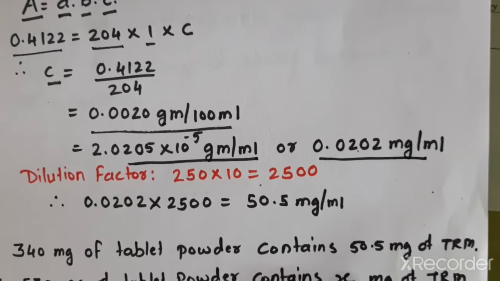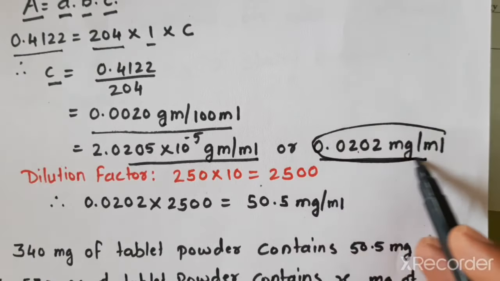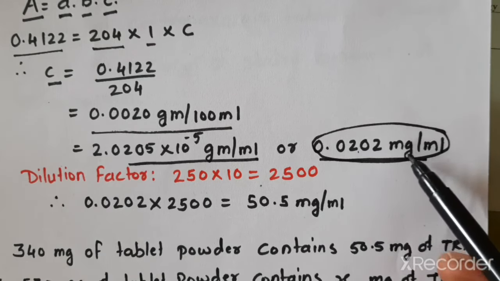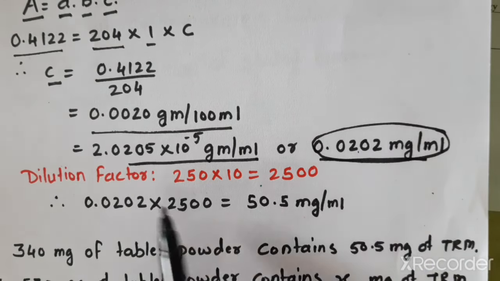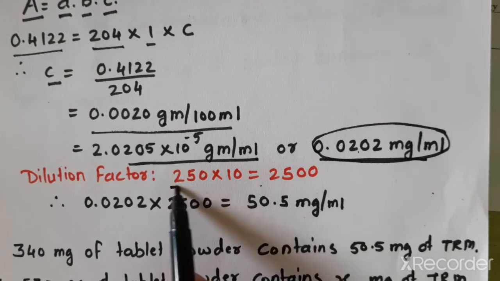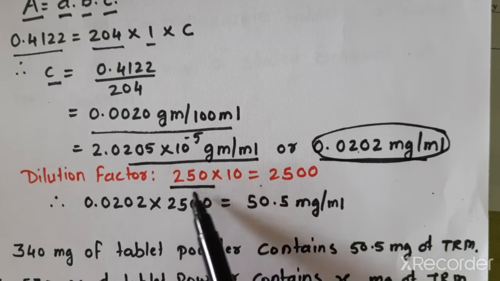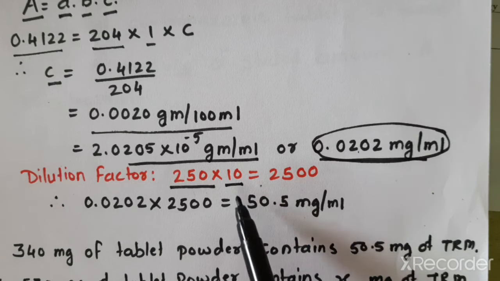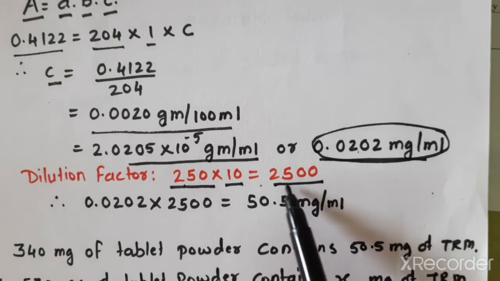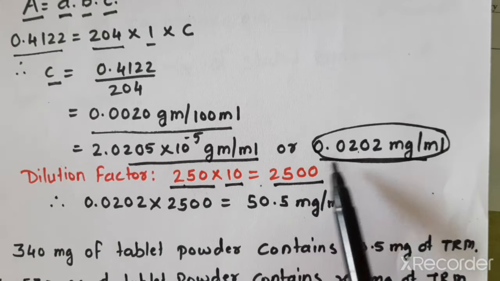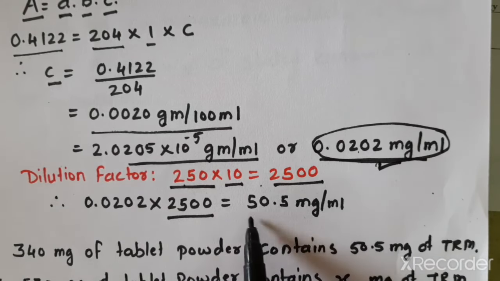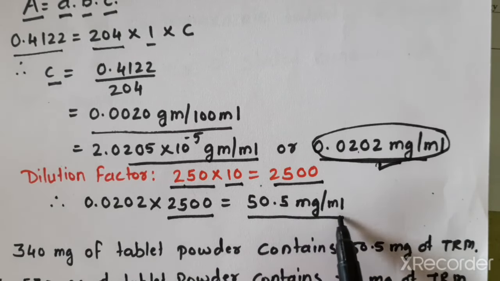Then we have to use the dilution factor, because this concentration we got is in the diluted solution, but we want to know how much is present in the tablet. So we have diluted the entire extract into 250 ml, and then from 250 ml we took 10 ml and again diluted to 100 ml. So that is another 10 times dilution. So 250 multiplied by 10, it will be 2500 times we have diluted the original sample. So we multiply this value with this dilution factor, and we will get 50.5 mg per ml.